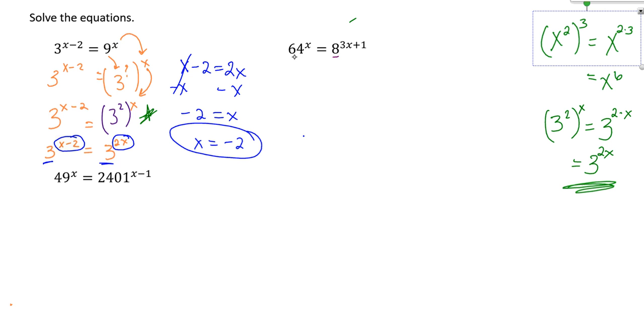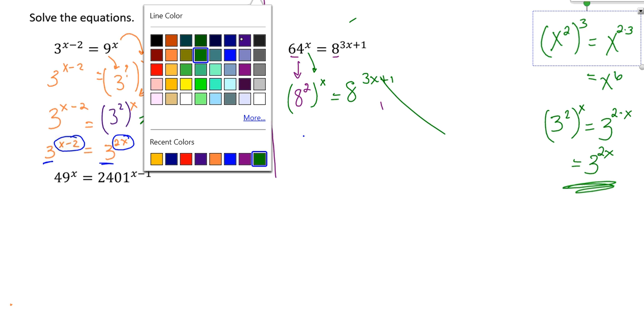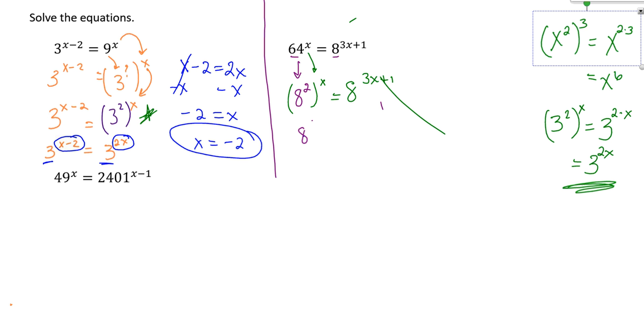Okay, we've got a base of 8 and one of 64. Now, obviously, I can't turn 64 into 8, but I can look at my handy-dandy little table over there. On the previous one, it says that 64 is actually 8 squared. All right, but that guy's got an x on the outside, and that equals 8 to this power. Now, learning from what we did over here on the right side, that means this is 8 to the 2x equals 8 to the 3x plus 1.